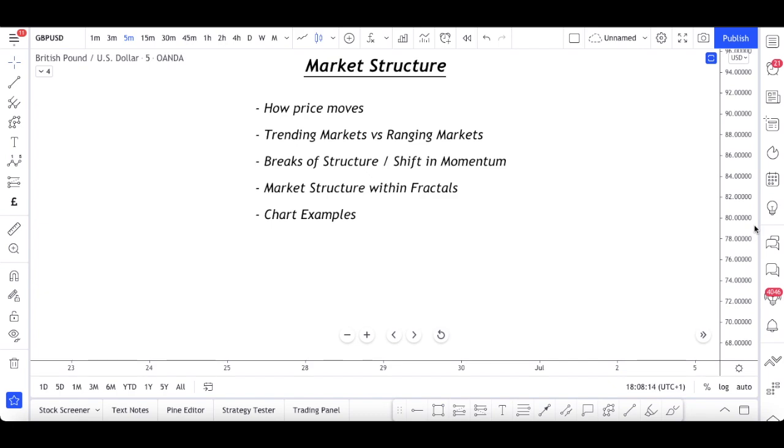So there we have the market structure video. If you guys want to see more chart examples, I'd recommend going over my previous case study videos again, because in every single one of the case study videos, there is an instance where I've analyzed the market structure and noted down and shown you guys where I'm seeing the significant breaks of structure and which fractal trend I'm in.